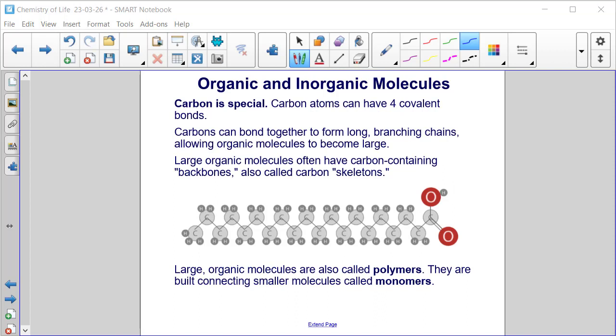Carbon is special. Carbon atoms can have 4 covalent bonds. Carbon can bond together to form long, branching chains, allowing organic molecules to become large. Large organic molecules often have carbon-containing backbones, also called skeletons. Large organic molecules are also called polymers. They are built by connecting smaller molecules called monomers.